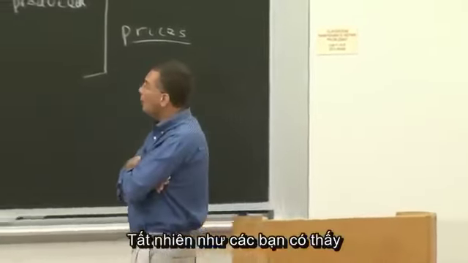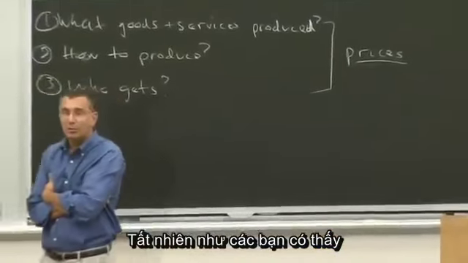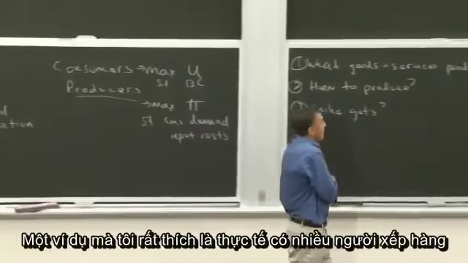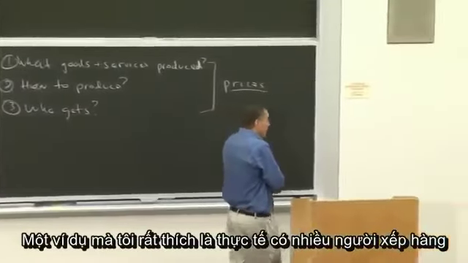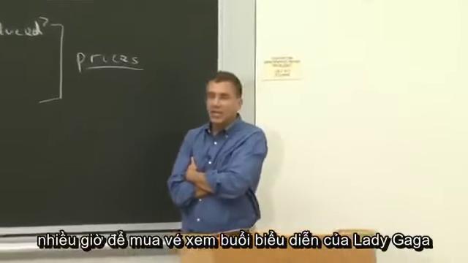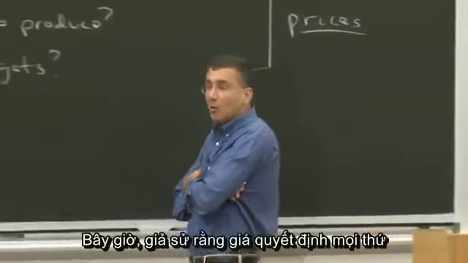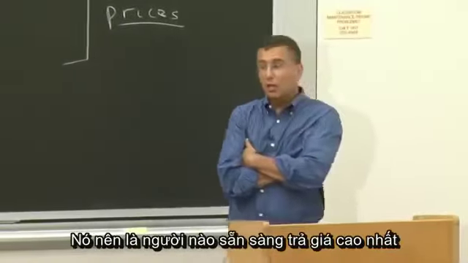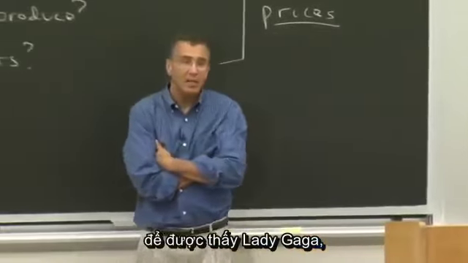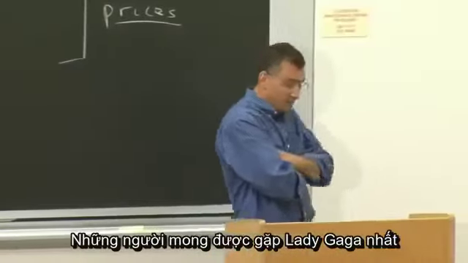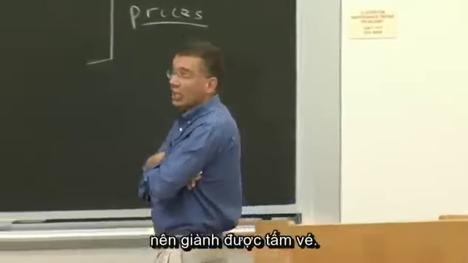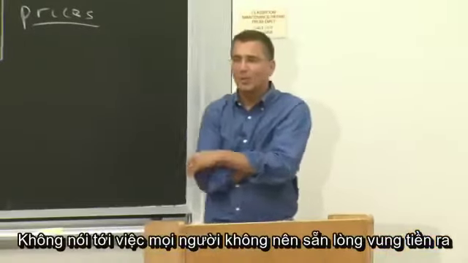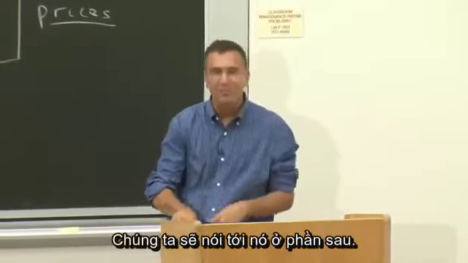Okay? Of course, this is a very, very simplified example, as you can already tell. There are lots of cases where prices don't decide these things. So my favorite example is the fact that there are lines for hours to get tickets to see a Lady Gaga concert. Okay? Now, if it's really true that prices determine everything, we shouldn't see any lines. It should just be that those who want to see Lady Gaga the most should get the tickets. Those who aren't willing to pay shouldn't get the tickets. Why should there be a line? Not to mention the fact that people shouldn't be willing to pay anything, but that's a different issue. That's a taste issue. We'll come to taste later.